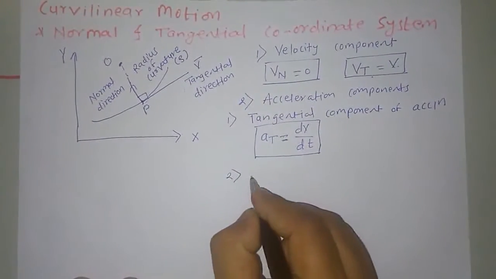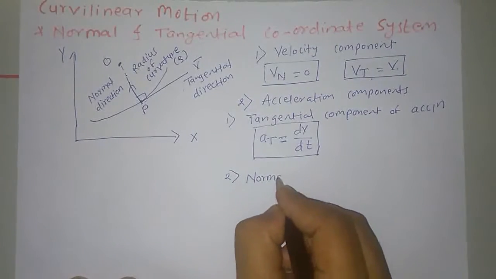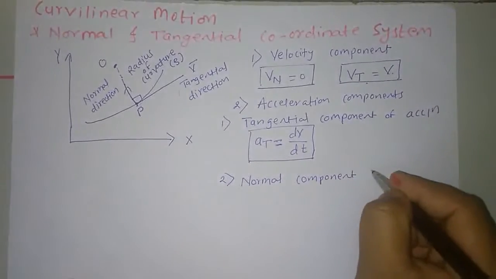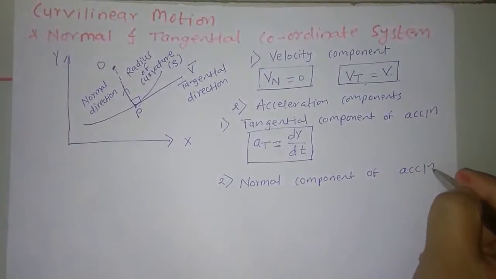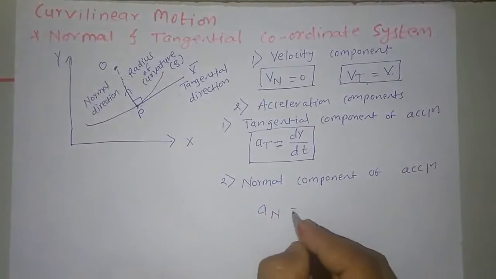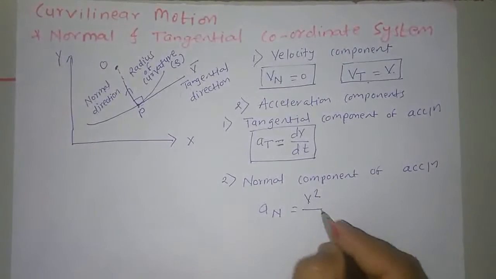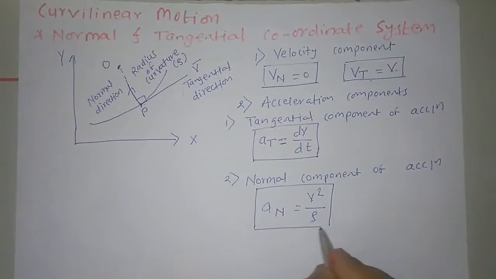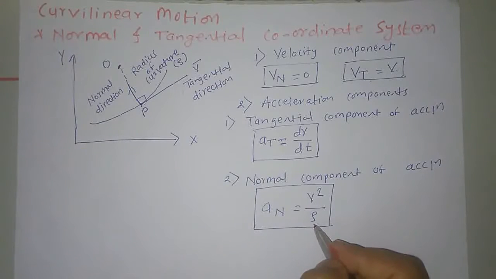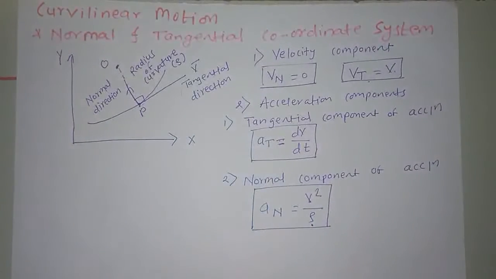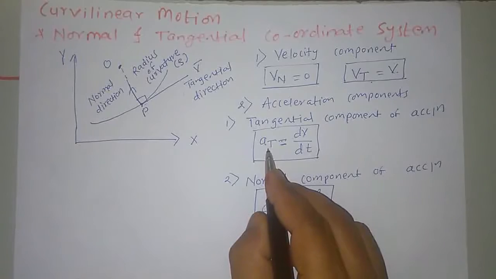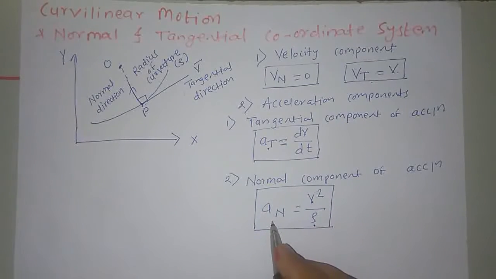We already know acceleration is the derivative of velocity, so here we have the velocity. And the second is the normal component of acceleration, that is an. This formula we got from the derivation: normal acceleration is equal to v square by rho. So what is v? Velocity. And what is rho? Radius of curvature. So this is the tangential component of acceleration and the normal component of acceleration.